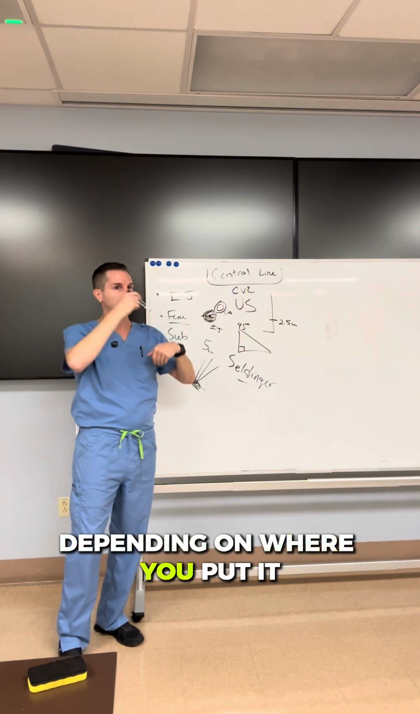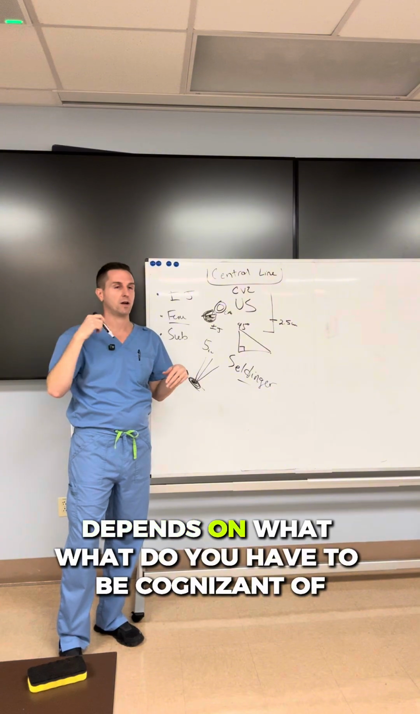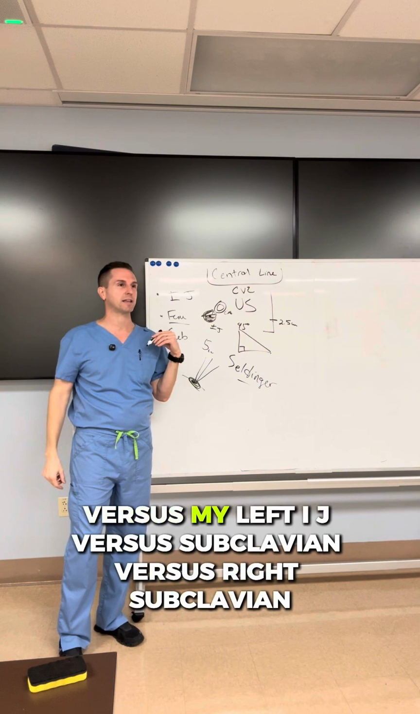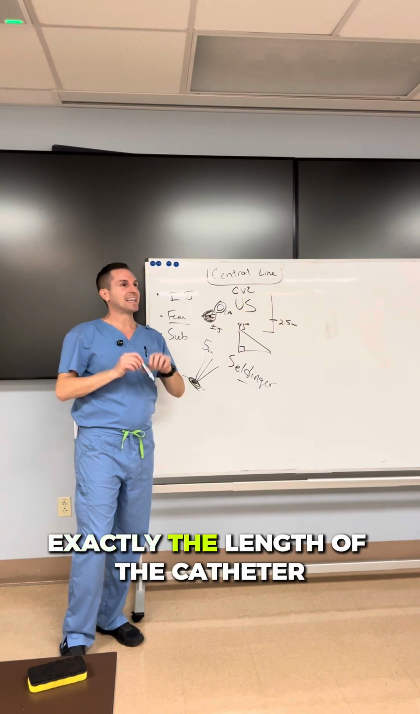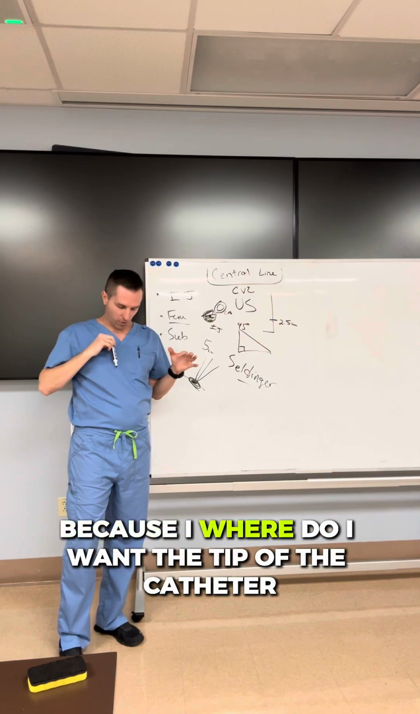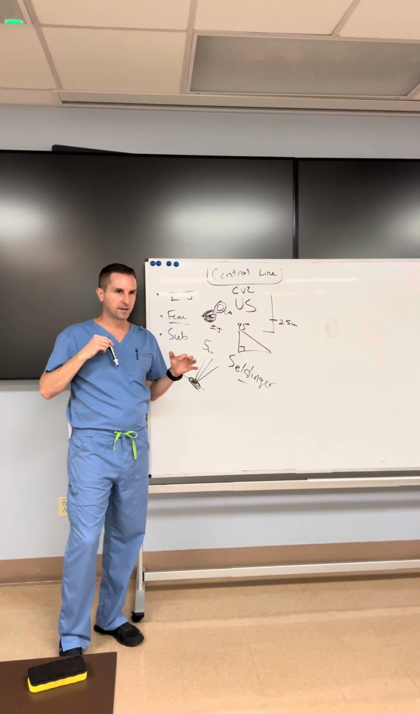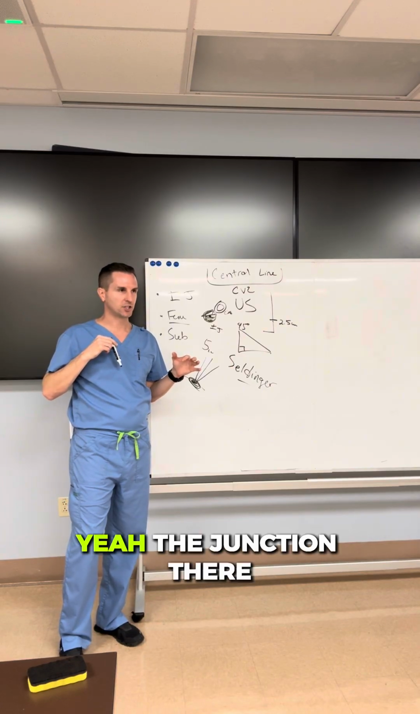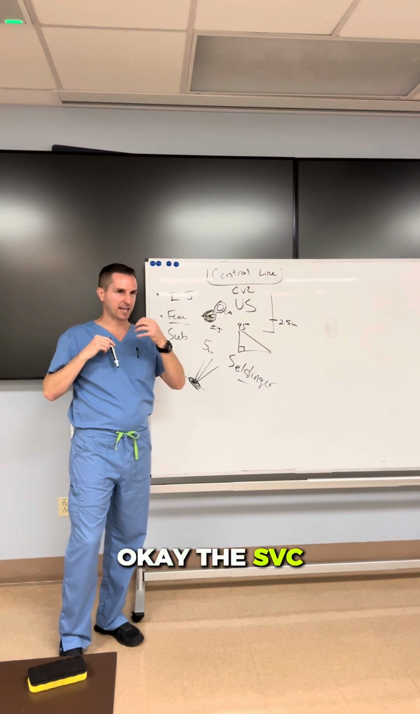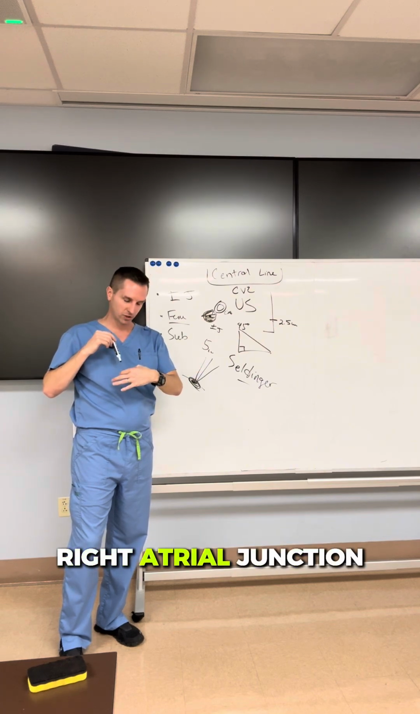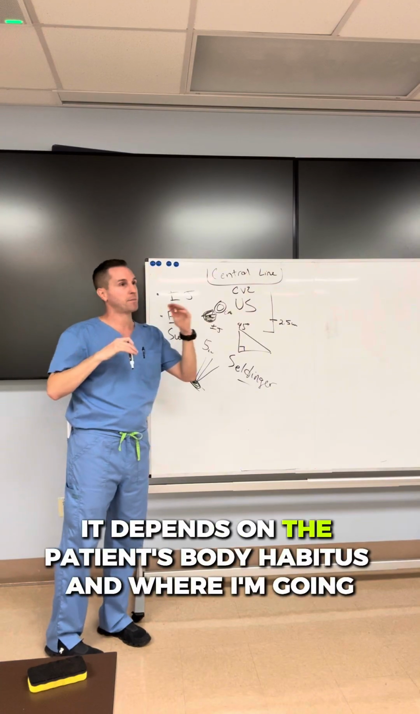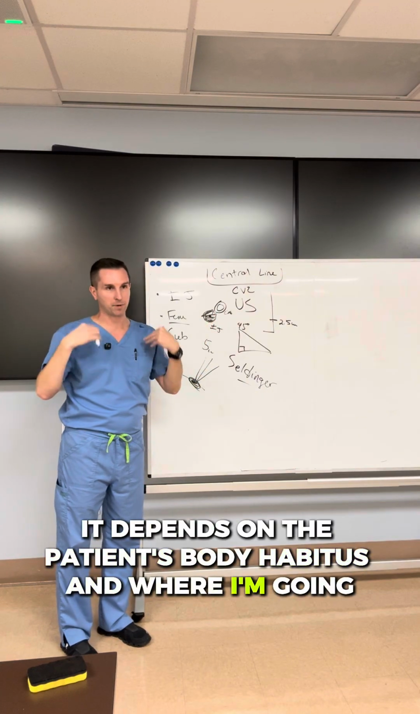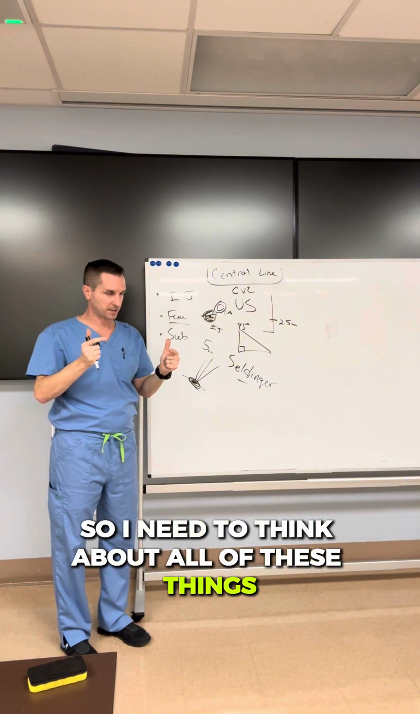Depending on where you put it, what do you have to be cognizant of? If I put it in my right IJ versus my left IJ versus right subclavian. Location of the right atrium. Exactly, the length of the catheter. Because where do I want the tip of the catheter? Right before the right atrium. Yeah, the junction there, okay? The SVC right atrial junction. So it depends on the patient's body habitus and where I'm going. So I need to think about all of these things, okay?